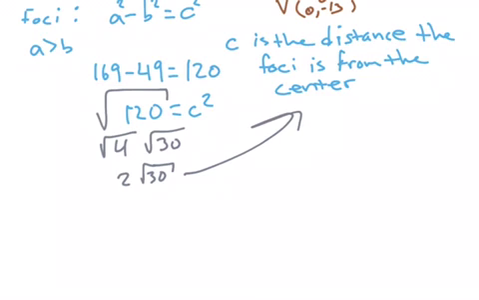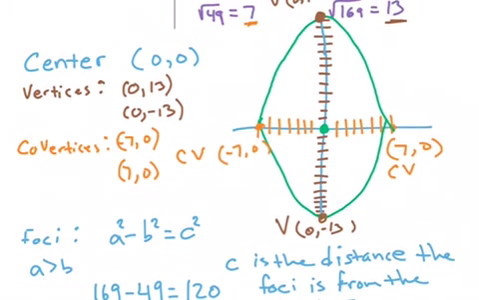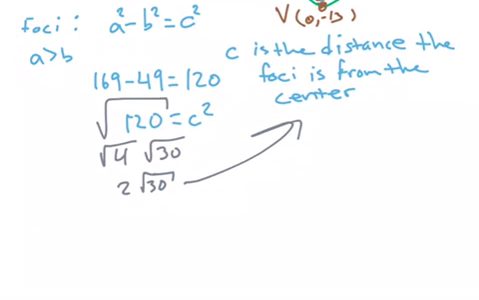Now, there's a question here, which is, I said from the center it's 2 square root 30, so does that mean that I go left, right, or up and down? The foci always follow the larger value. So 2 square root 30 is going to follow vertically. So we'll go up 2 square root 30 and down 2 square root 30. We have yet another question. What the heck is 2 square root 30 equal to, especially if I don't have a calculator?